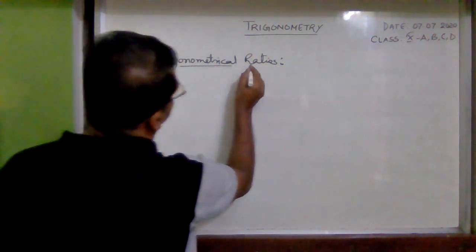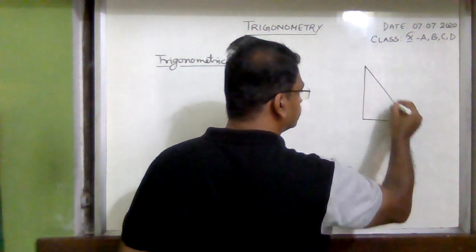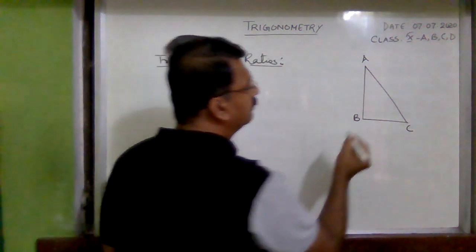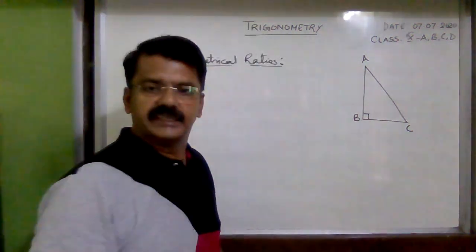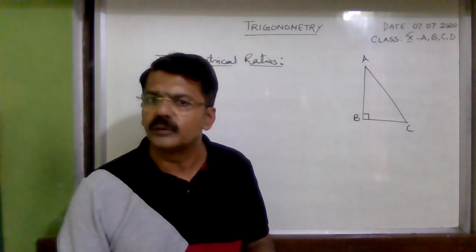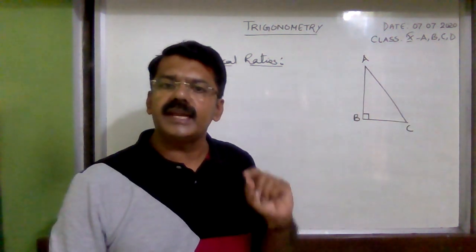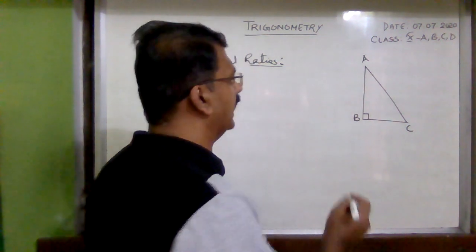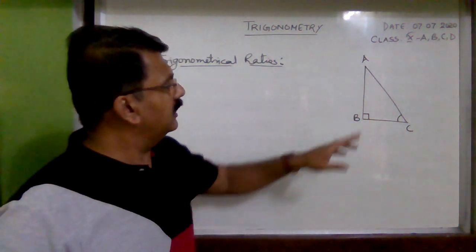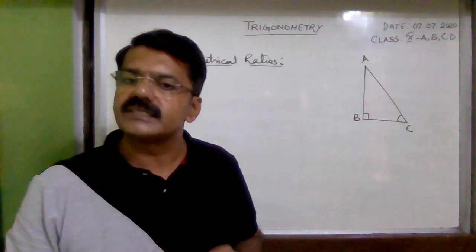Trigonometrical ratios. Now there is a triangle ABC in which angle B is 90 degrees. As I told you that in a triangle there are 3 angles and one angle is 90, so we are left with only 2 angles. So out of the 2 angles, we can take any one of them as reference angle. Suppose I take this angle as a reference angle. Clear? Now the reference angle can be taken A also. So here I am taking angle C as reference.